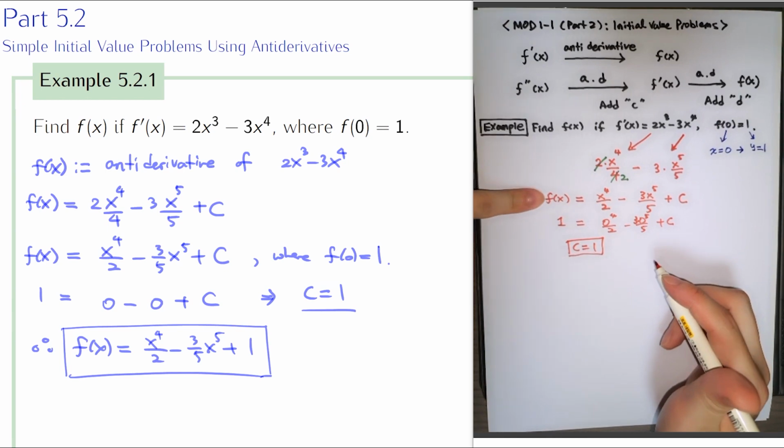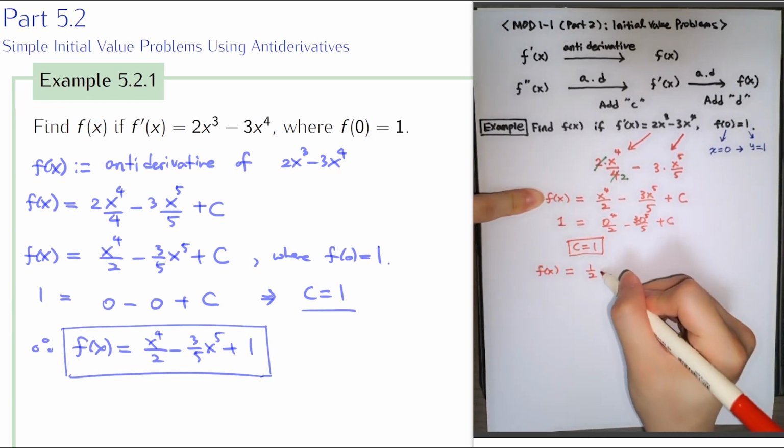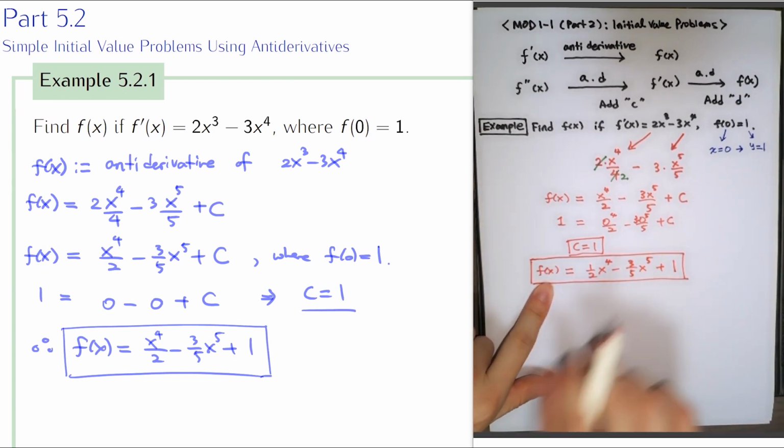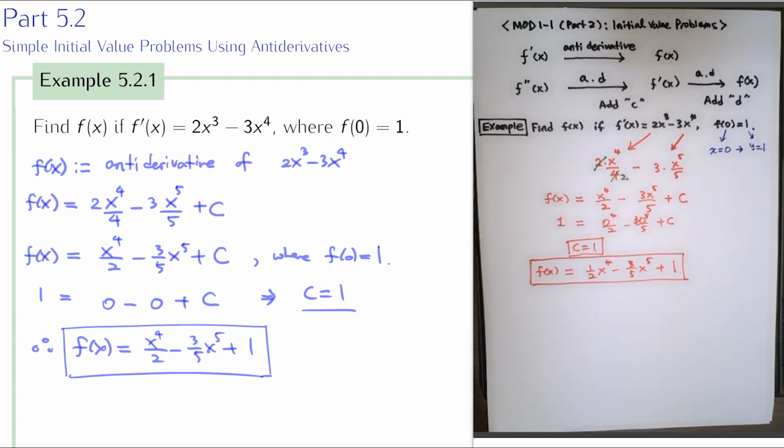In other words, our f of x was hidden to be. Okay, that's the end of this example. Let's try another one.